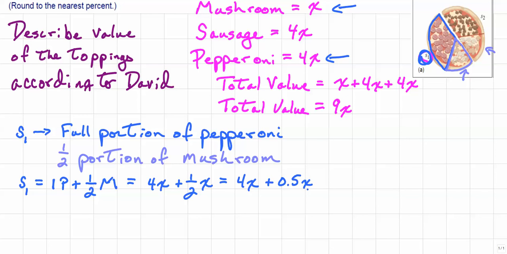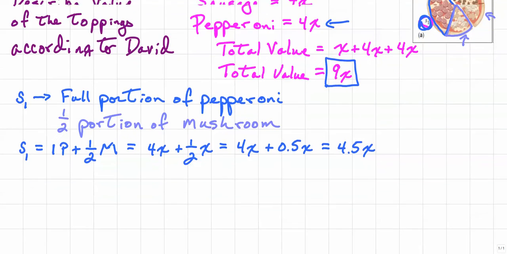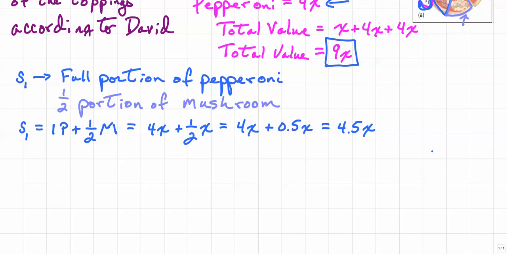We're going to convert that to a decimal, which means that S1 is 4.5x. Now we're going to discuss this in terms of the fact that the total value of the pizza, when we originally looked at it in terms of David's valuation, is 9x. And since 4.5 is half of 9, we know that this is a 50-50 cut. But just to make sure, let's go ahead and do this.